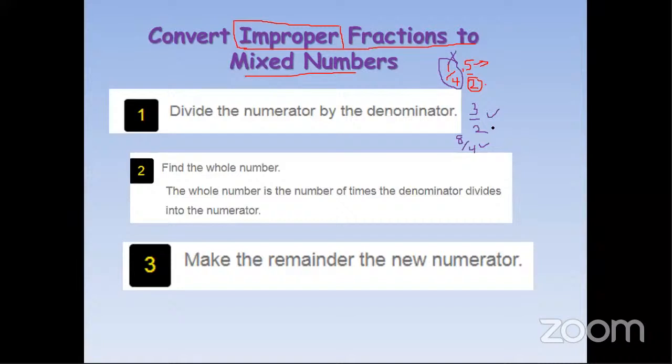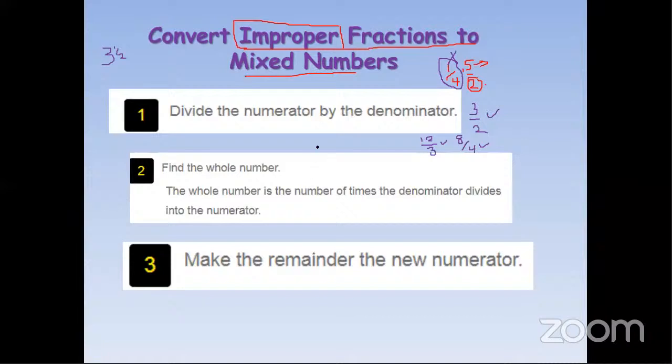12 out of 3. Very good. That is improper. So look here on our screen. We need to convert these improper fractions that we have here into mixed fractions. The mixed fractions, we say, are the ones with the whole numbers, like for example, 3 whole numbers, 1 out of 2. That is something mixed.